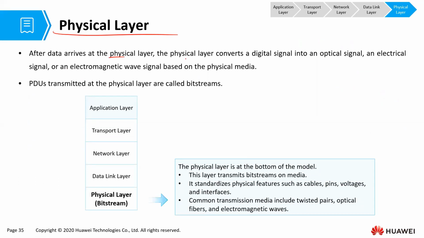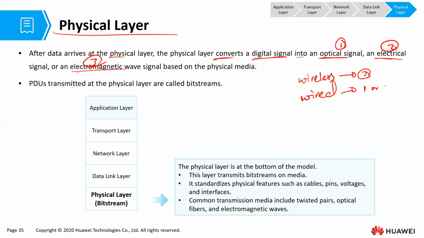After that, it arrives at the physical layer, which converts the digital signal into optical signal or electric signal or electromagnetic wave. What determines which of these, 1, 2, 3? What determines which one we are converting to? We say we are converting the digital signal to either optical signal or electrical signal or electromagnetic wave, depending on what? We convert to one of these depending on whether we are using wireless transmission. If it is wireless transmission, then we shall convert to 3. If it is wired transmission, we shall convert to 1 or 2.